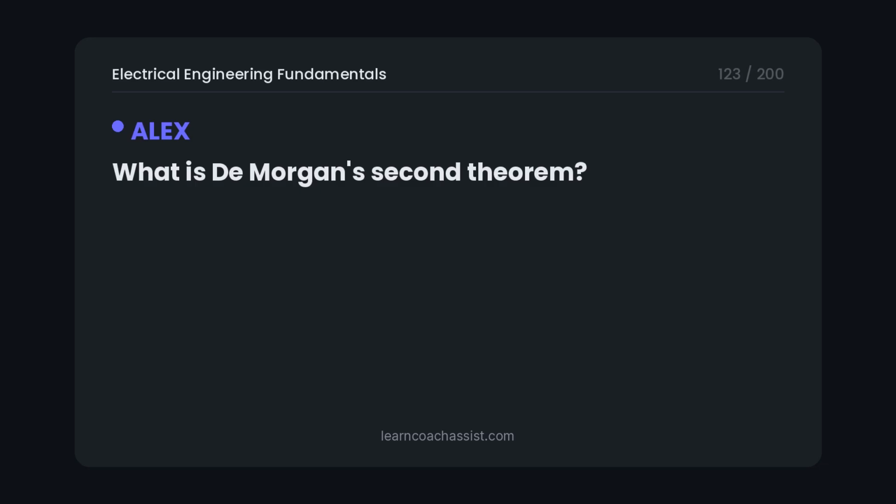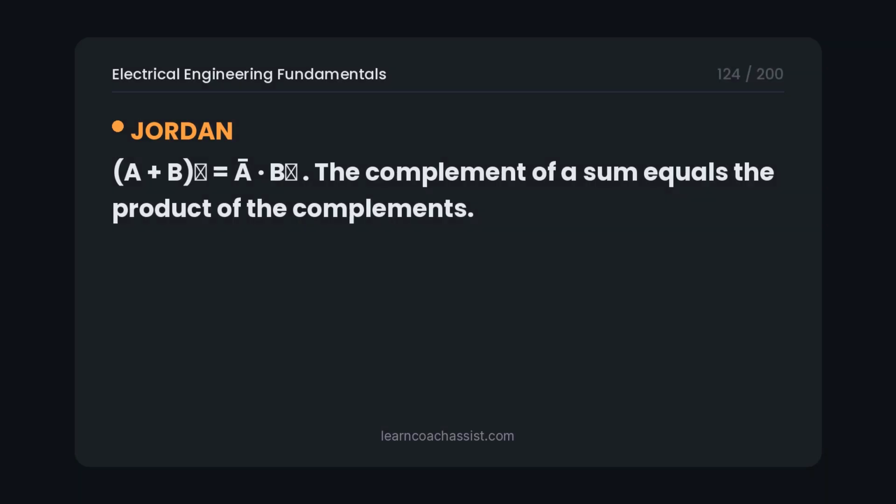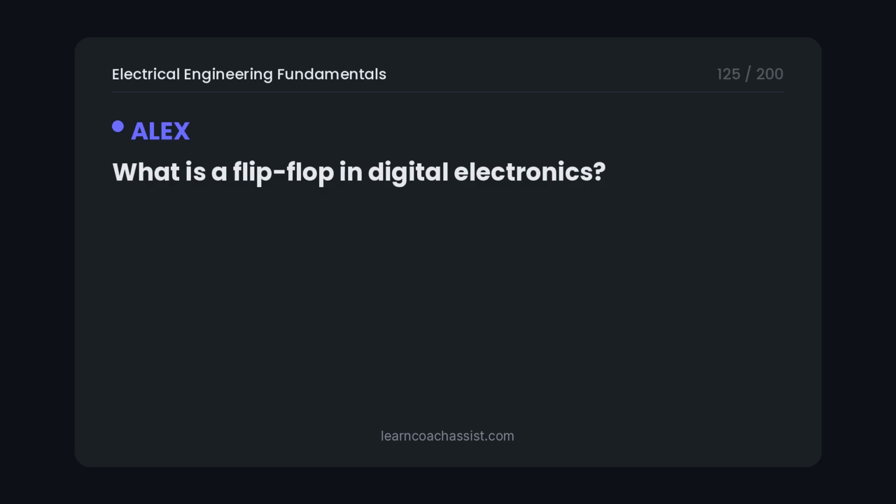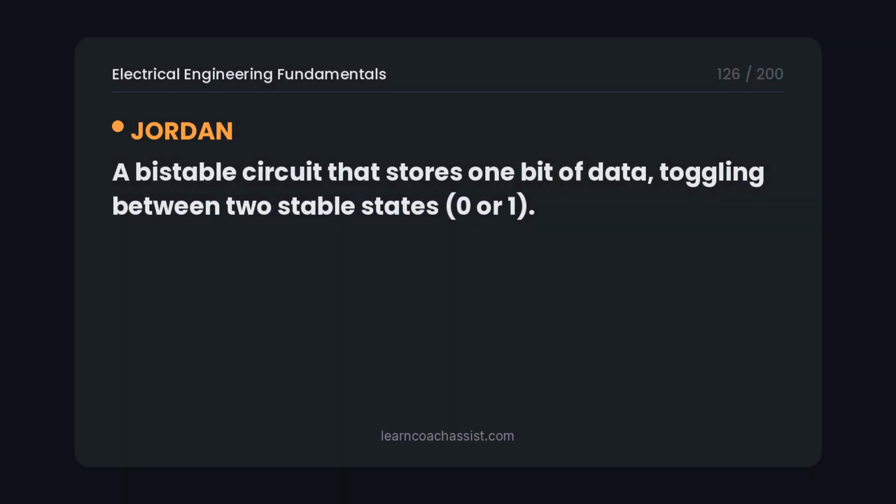What is De Morgan's second theorem? (A plus B)-bar equals A-bar times B-bar. The complement of a sum equals the product of the complements. What is a flip-flop in digital electronics? A bistable circuit that stores one bit of data, toggling between two stable states, 0 or 1.